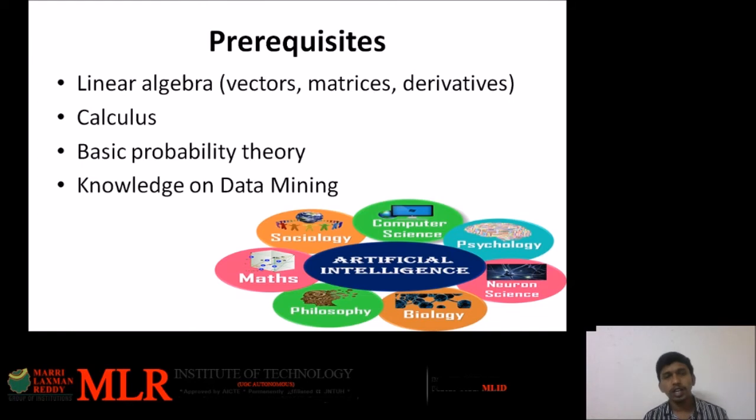As I said, AI is a very important subject in the upcoming industry, and learning AI is not so easy because AI is comprised of many things, as you can see in the image here. So if you want to learn AI, you need to have a basic knowledge of mathematics, sociology, biology, and computer science. It is very important to learn some basic programming elements.